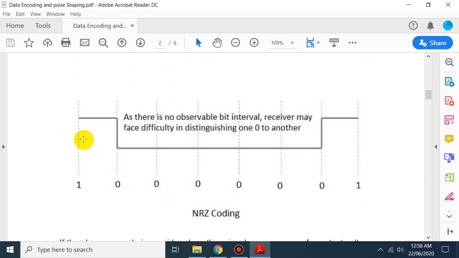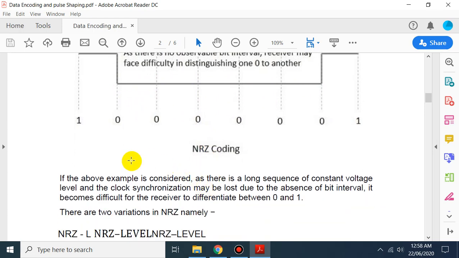From here you can see that if we have a 1 bit here, we're going to represent it with this one, and if we have 0 here, we're going to represent it with this one here. As there is no observable bit interval, the receiver may face difficulty in distinguishing one 0 from another 0 here. So this is about the non-return to zero coding.